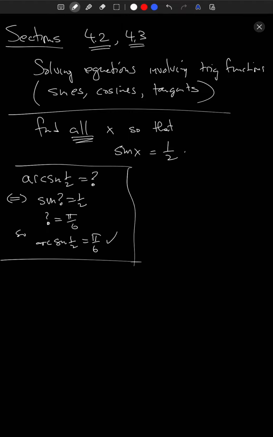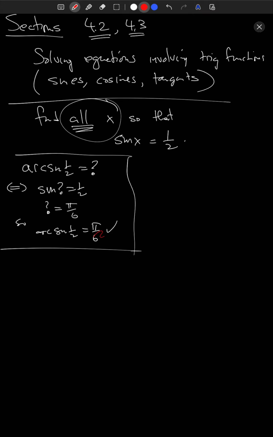However, that's not what we want in this section. In this section, I want all the x. For the arc sine problem, there's only one output, because when you put one input into a function, you should only get one output. So it was just the answer pi over 6. Here, x equals pi over 6 is an answer, but it's not all of them. There's many, many others, and that's because sine is a periodic function and it repeats quite a lot.